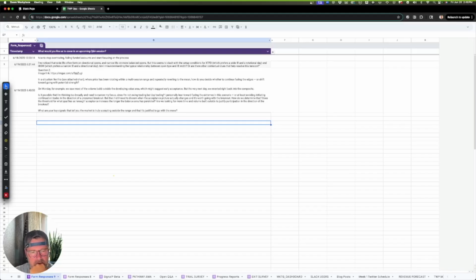Okay, so let me think about this. I'm outside the development value area. Next day, we reverted back into the composite. Well, here's what I would say about where we are at the moment.